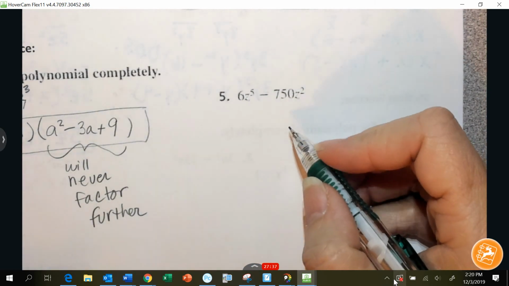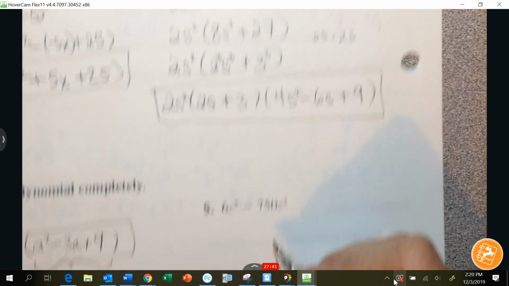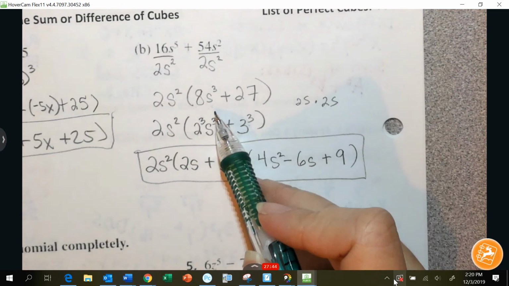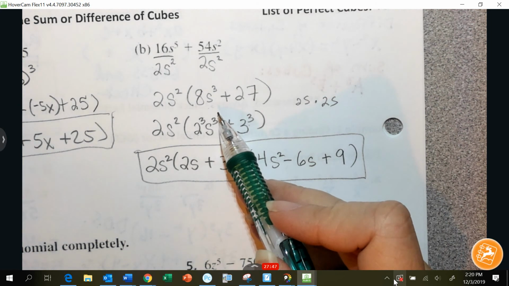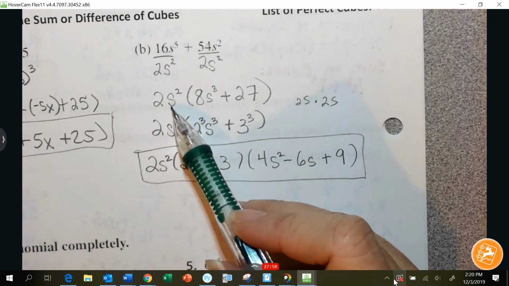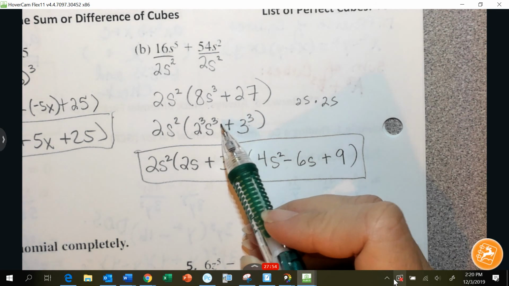Here we got, in the parentheses, 8s cubed plus 27. What if the 8 wasn't a cube? Then you couldn't do it. Then you cross it off? Well, we could still do the GCF, but you couldn't do anything further. You guys, the question that Rachel has is a good question.